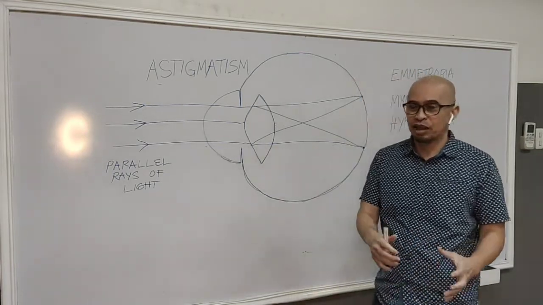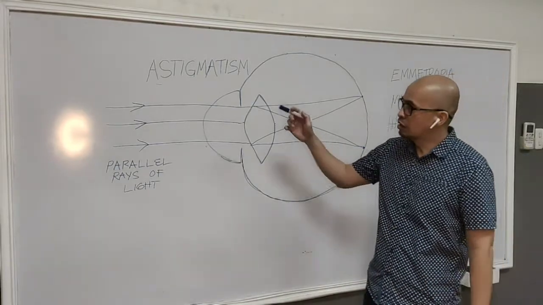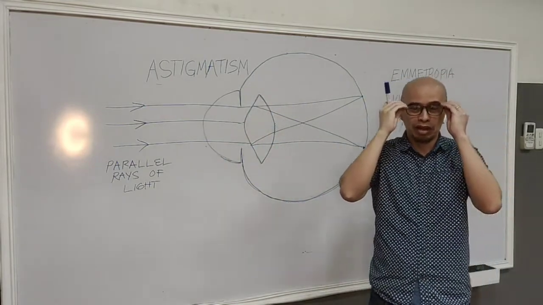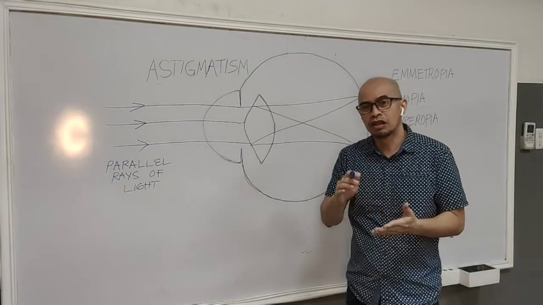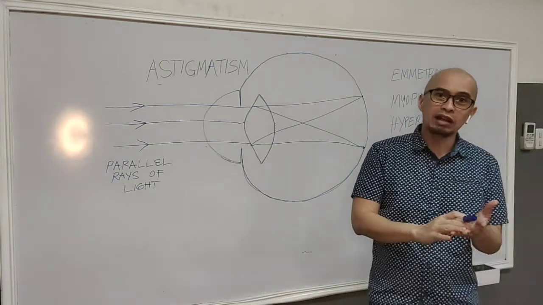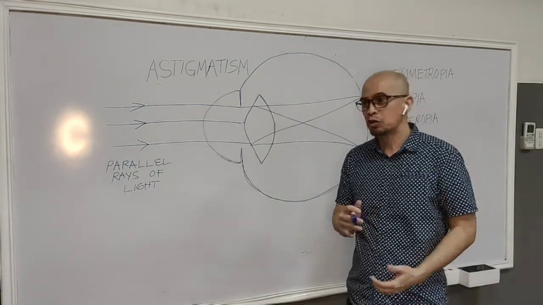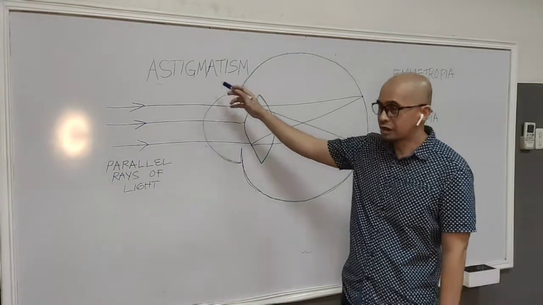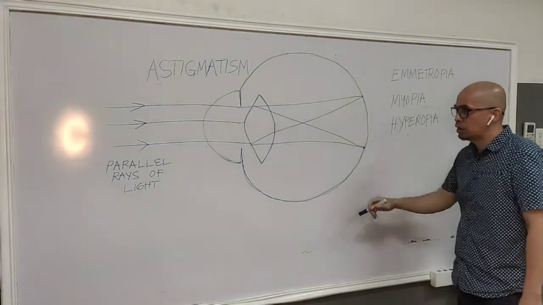So today, I'm going to discuss the refractive condition called astigmatism. Now, we have already discussed emmetropia, we have discussed myopia, and we have discussed hyperopia. So today, we will be talking about astigmatism. Okay, so this is the schematic drawing of the eye.